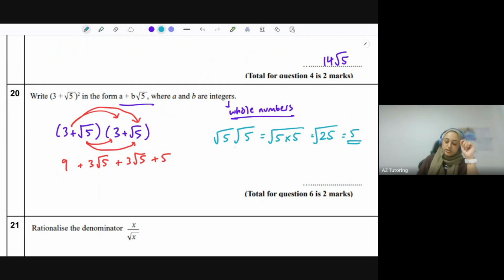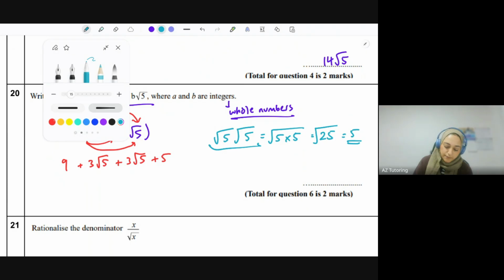So you could see they just cancel out with each other. So that's just to prove to you why they cancel out. If you times two surds together that are the same, the surd just cancels out. So, collecting like terms now there.